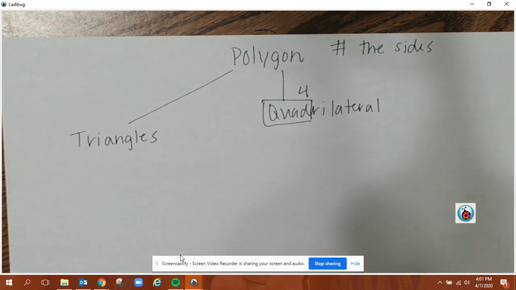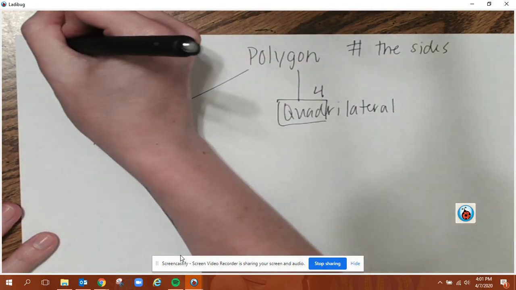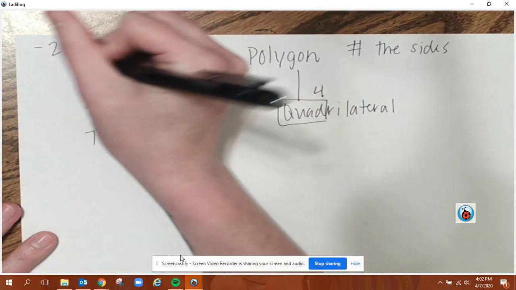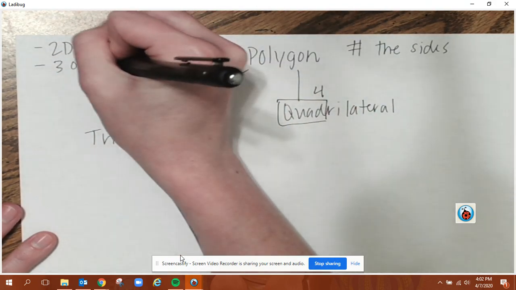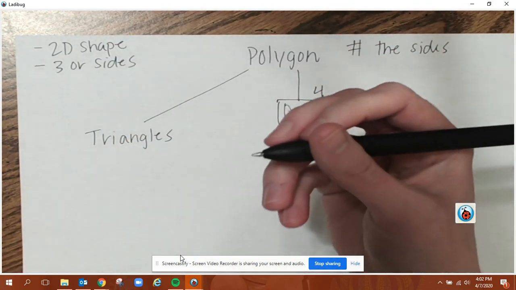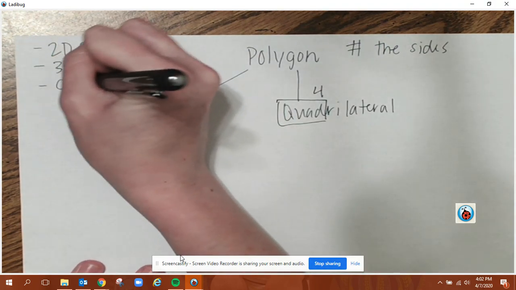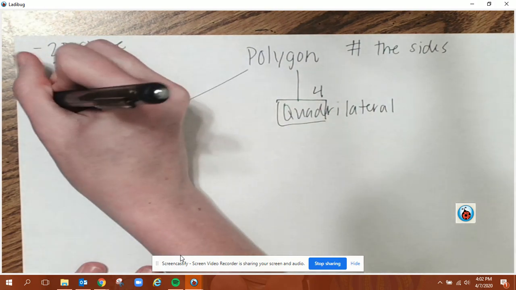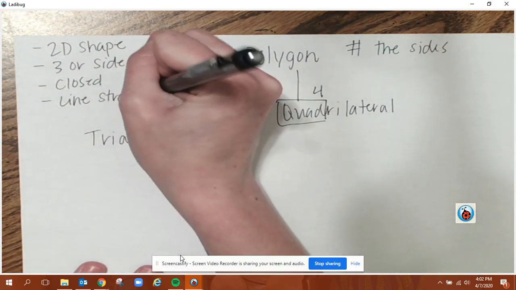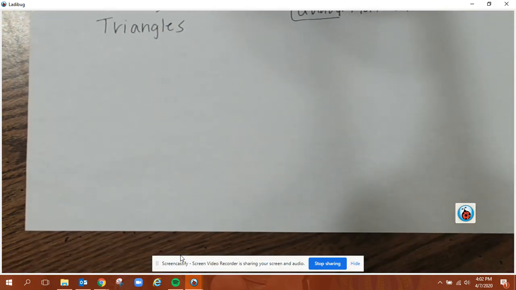Okay, now to refresh your memory, just so we remember what a polygon is. Remember, a polygon is a 2D shape. It has to have 3 or more sides. Okay, so it's pretty much everything but a circle. Remember, it has to be a closed shape, so it can't be open. And the lines are always straight. Okay. Alright, so talking about triangles.